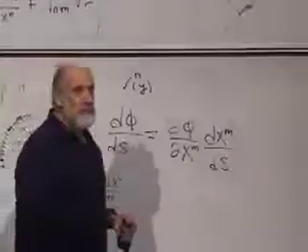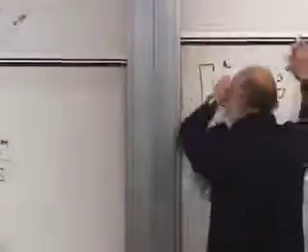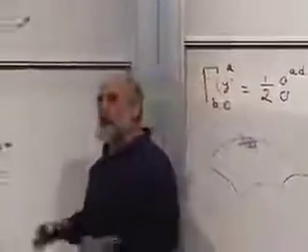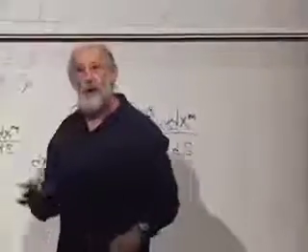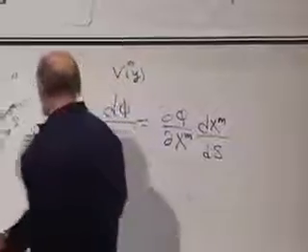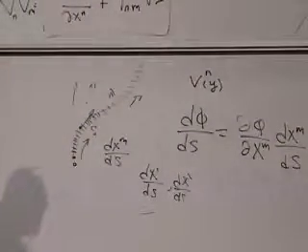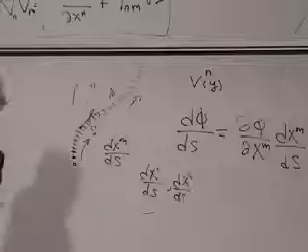Yeah, 1. Why is that? Well, it's 1. It's a unit vector along the curve. It's called the tangent vector. It is the tangent vector along the curve, a unit vector along the curve called the tangent vector. Okay? All right, so that's right.